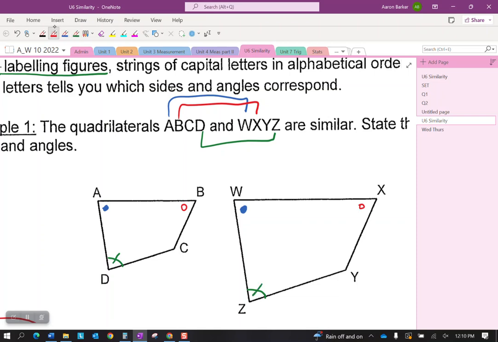Now what about Y? Notice Y is the second last letter. What letter is going to match up with Y? Someone said B, but it's C, because it's the second last letter. The letters in the name match up with the equal angles. There we go. So for C, if I use the half circle with two lines, what do I have to use for Y? The half circle with two lines. Okay.